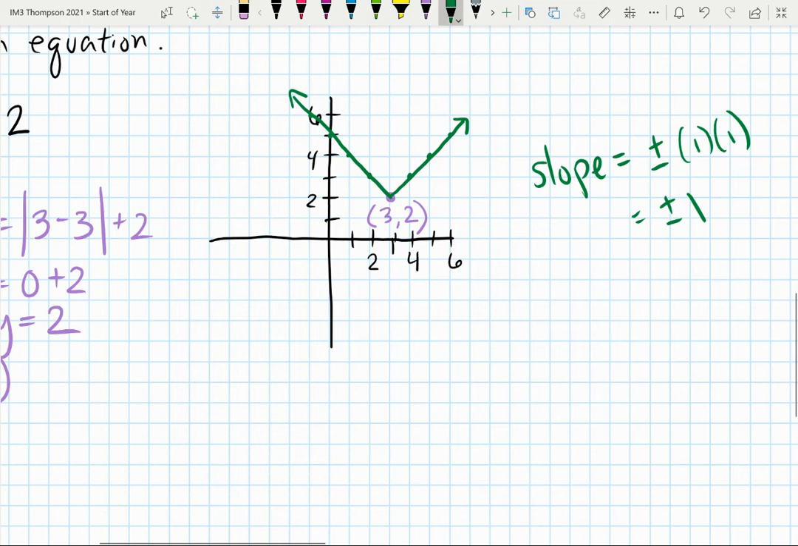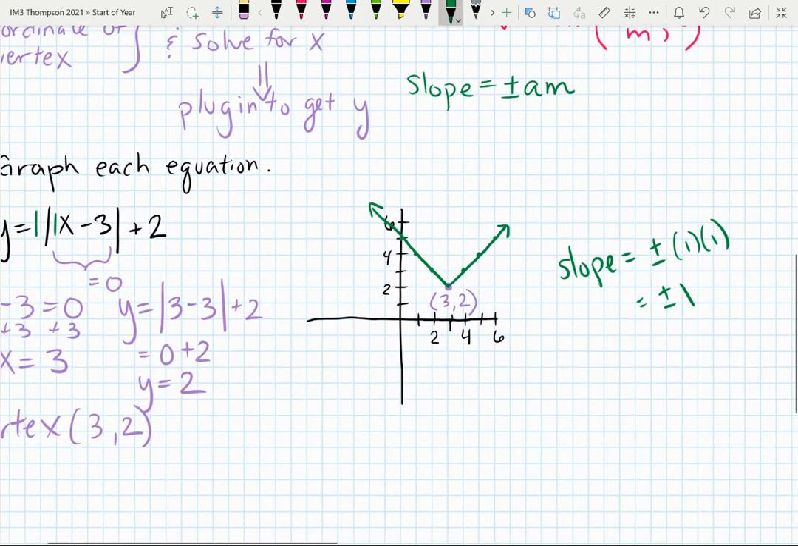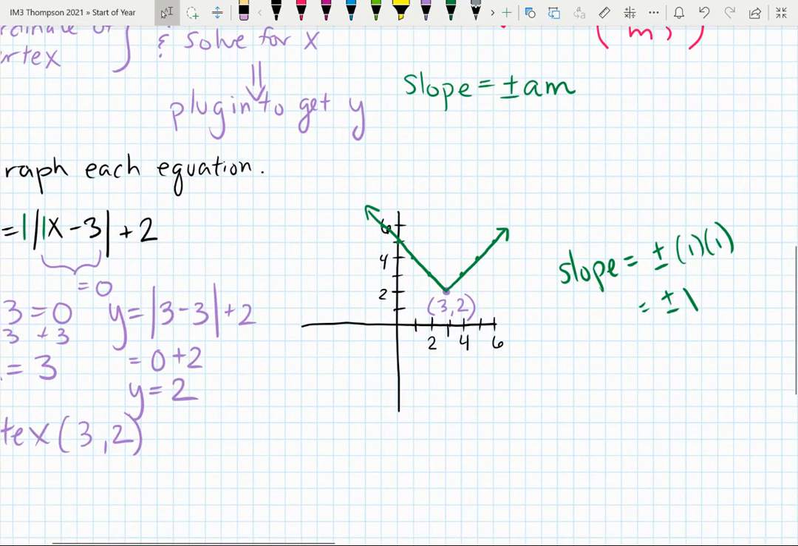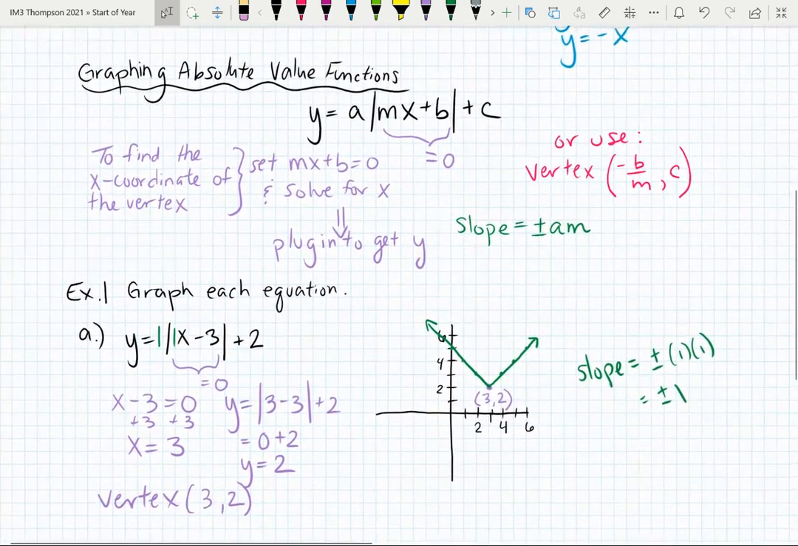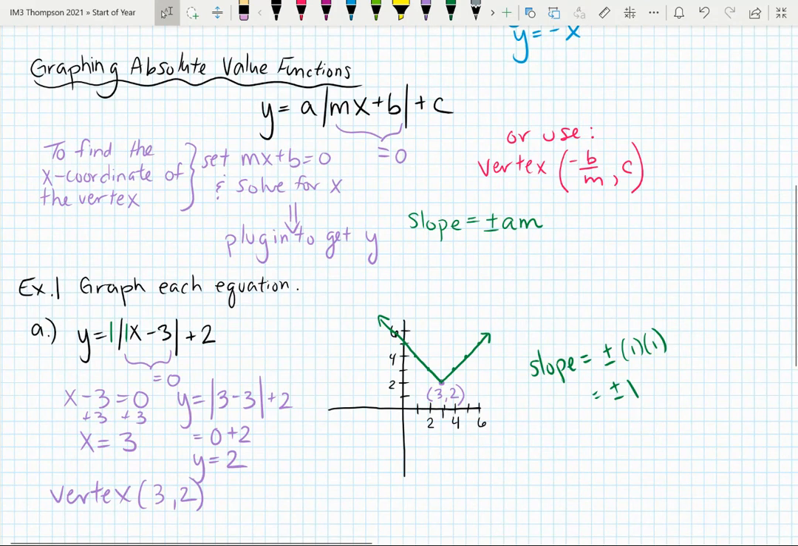Okay, so the slope that I wrote up here on my information area is plus or minus a times m. It looks like am, like a word, but it's a times m, where a is the number in front of the absolute value and m is the number in front of x. So when I look at this here, I wrote these in afterwards, but what is the number in front of the absolute value? 1. Let me actually erase those and I'll rewrite them in a different spot. Sometimes I change my original problem and then it gets confusing.